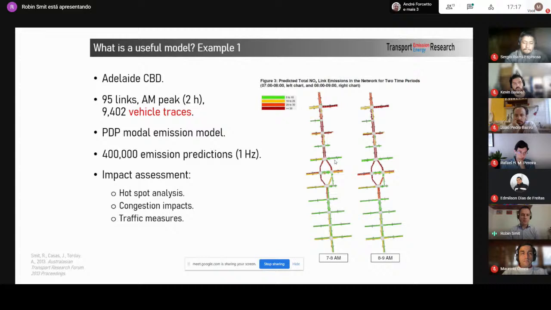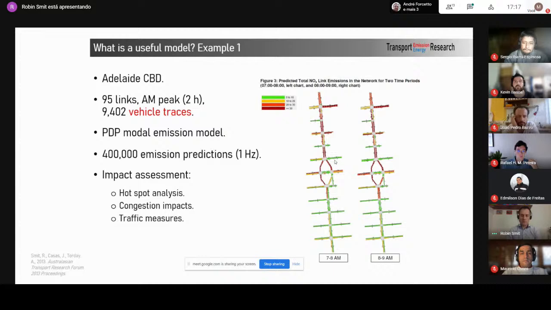And it can be used for impact assessments like hotspot analysis, looking at congestion impacts, and assessing the impacts of traffic measures, like whether you should be looking at a signal or a roundabout situation. I've added the relevant references at the bottom left for people that would like to look further into this.